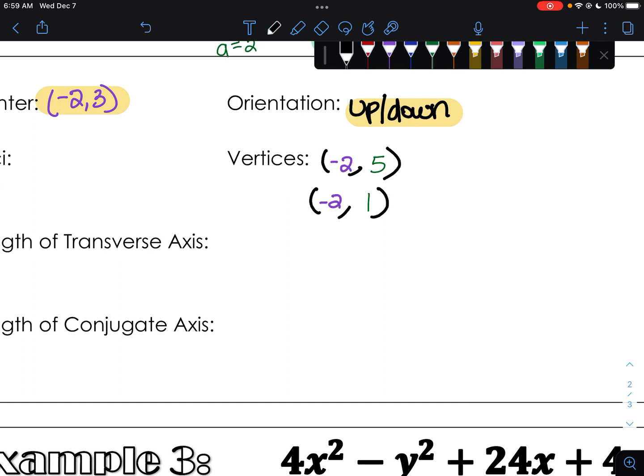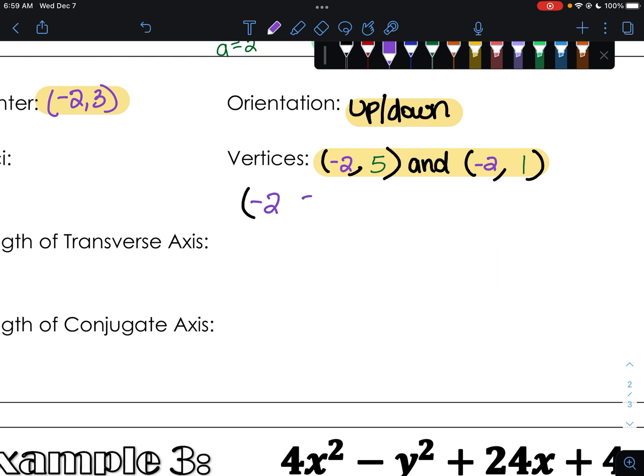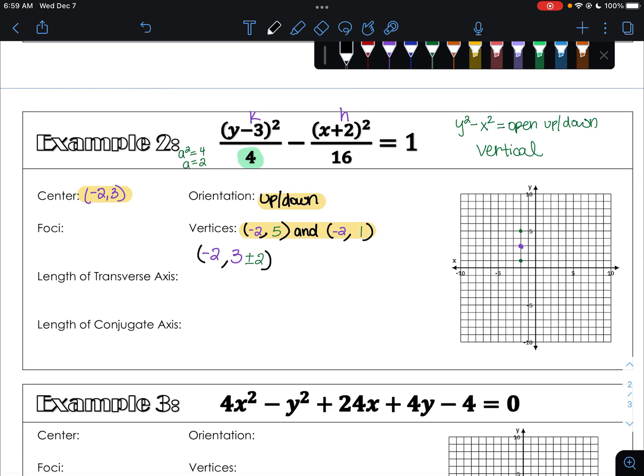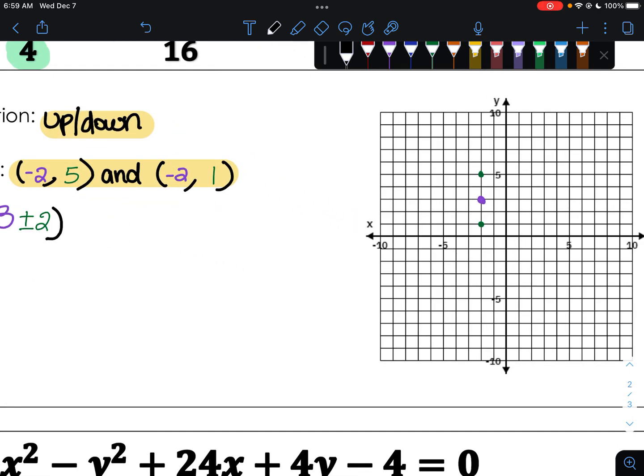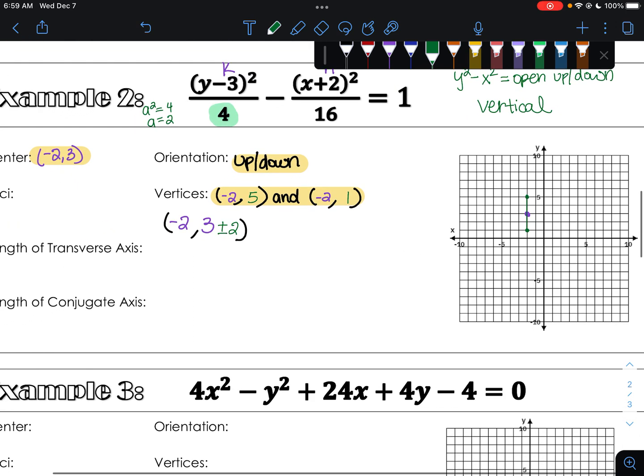So notice that to get these, all we did was take our center of -2, 3, and add and subtract the 2 from that first denominator. Okay, that's where our vertices lie. So that is our transverse axis from vertex to vertex. That is 4 units. So that was 2 times 2, which is 4.